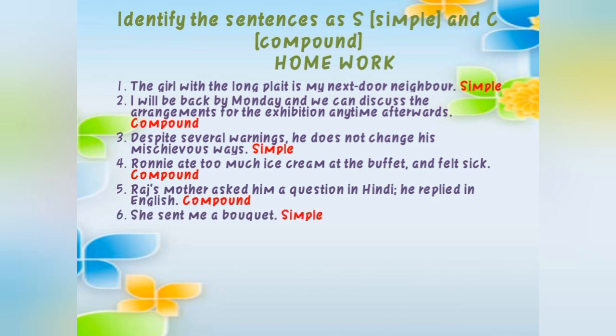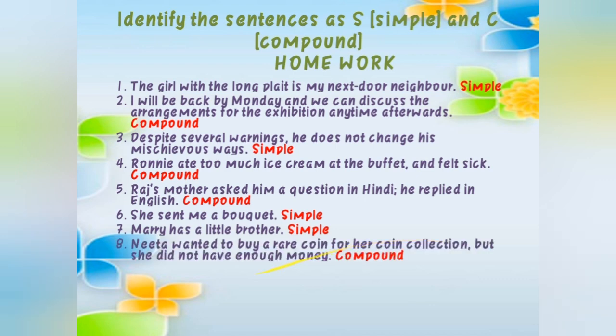She sent me a bouquet. So a very simple, one-sentence clause. So understood, simple. Mary has a little brother. Again, a simple sentence, no confusion.